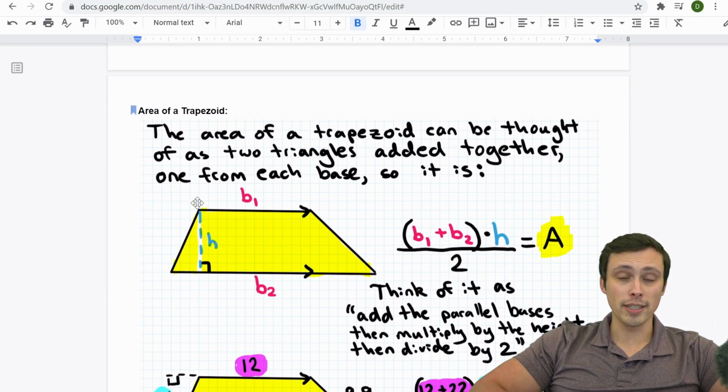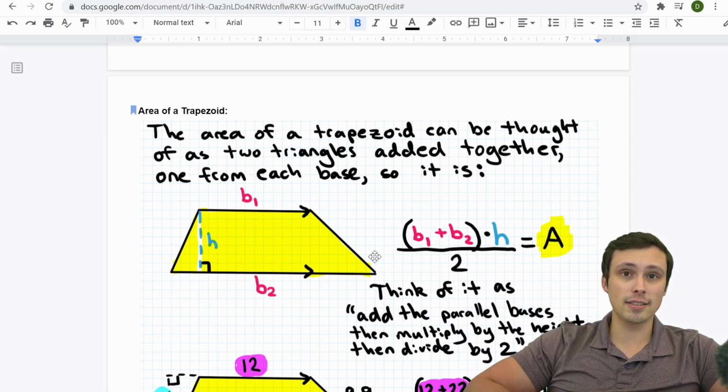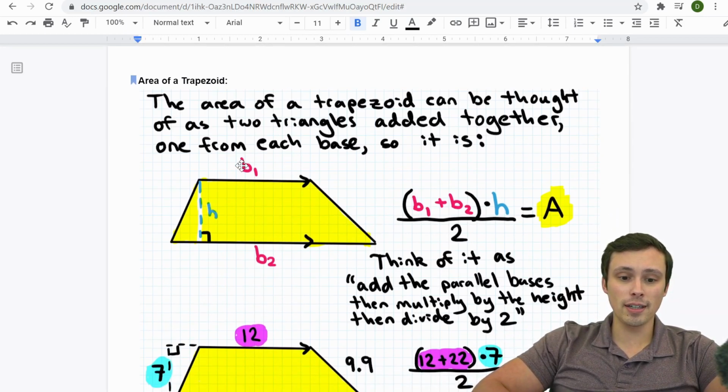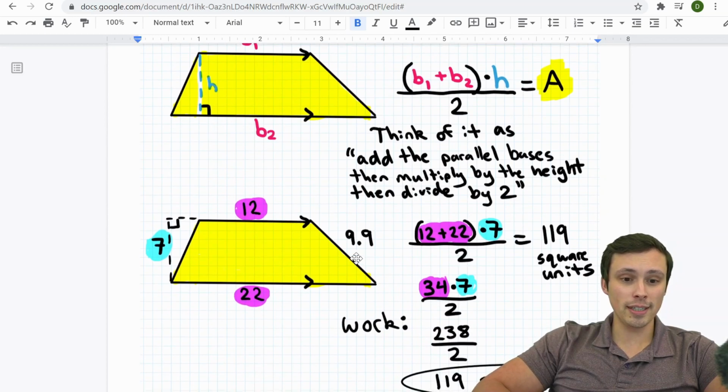Okay, trapezoids, 2 parallel lines, and then the other sides can kind of do whatever. That's the shape you get when you have a trapezoid. Now, the formula is add the 2 parallel lines together, the 2 bases together, then multiply by the height, and then divide by 2. Here's an example of doing that. Make sure your height isn't the side length unless it happens to be a right angle there. It's the distance between the 2 bases.